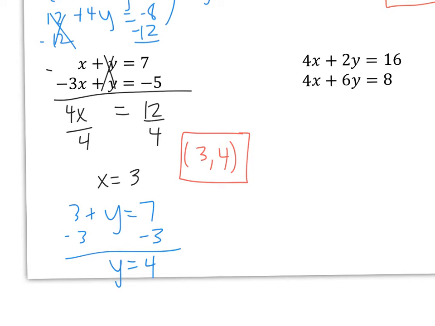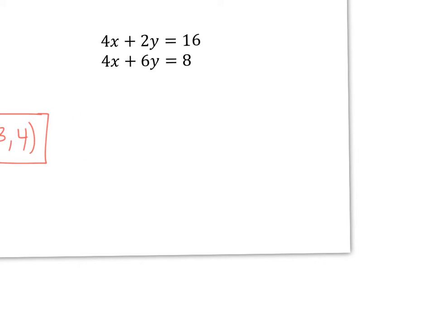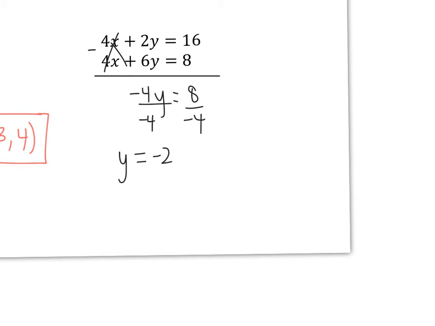Okay, let's move on to the next example. So I have 4x plus 2y equals 16, and 4x plus 6y equals 8. So I'm going to eliminate the x's, so I'll subtract, and then 4x minus 4x is 0x, 2y minus 6y is negative 4y, and 16 minus 8 is 8. I'll divide by negative 4 and get y equals negative 2.